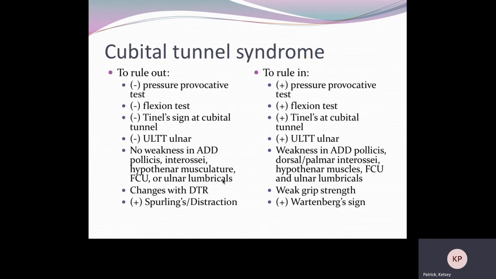To rule in cubital tunnel syndrome, you will typically see a positive pressure provocative test, flexion test, Tinel's at the cubital tunnel, and ULTT ulnar. You will see weakness in the ulnar innervated musculature and weak grip strength. In addition, you will see a positive Wartenberg sign, and this is when the fifth digit drifts out to the side due to a loss of abductor digiti minimi.